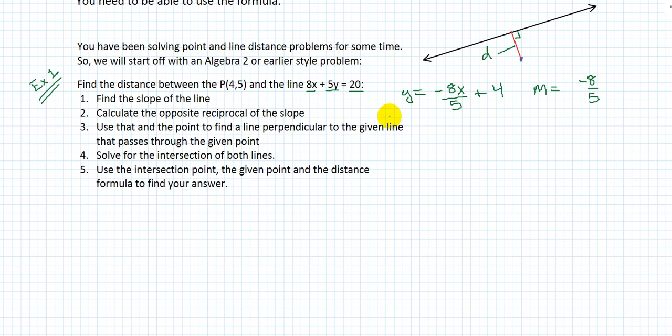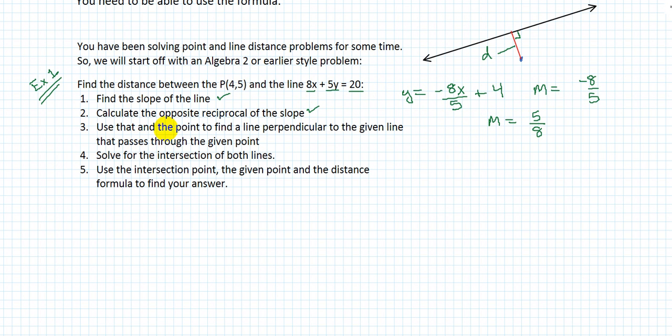Then the opposite reciprocal will be the slope of that red line there. So that new slope that I'm looking for is going to be positive, and it's going to be 5 over 8. And so that's the first 2 steps done right there, and that was relatively easy, but this is where things get a little bit harder.